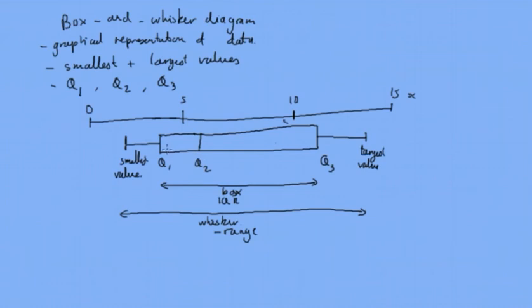Now in this example here, Q2 would be around about 6. The range is, the largest one would be 14, minus 1 equals 13, and the interquartile range would be 11 minus 4, which is 7.